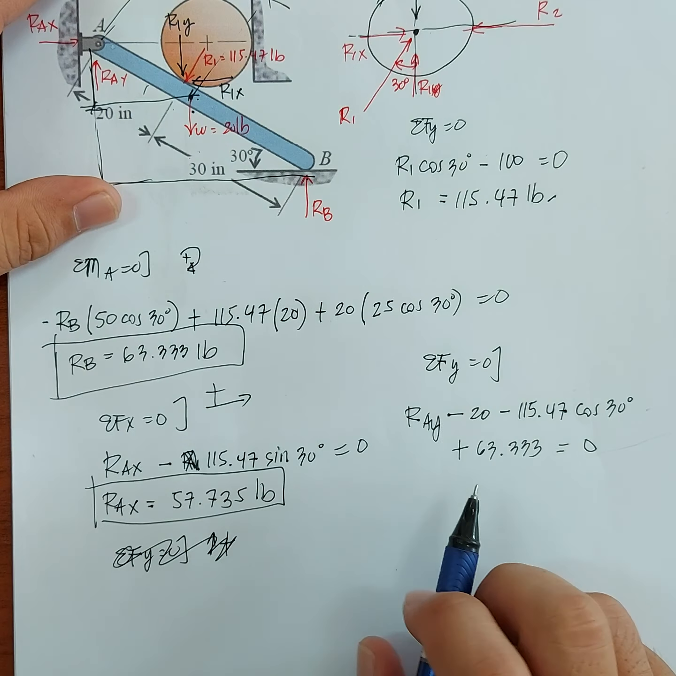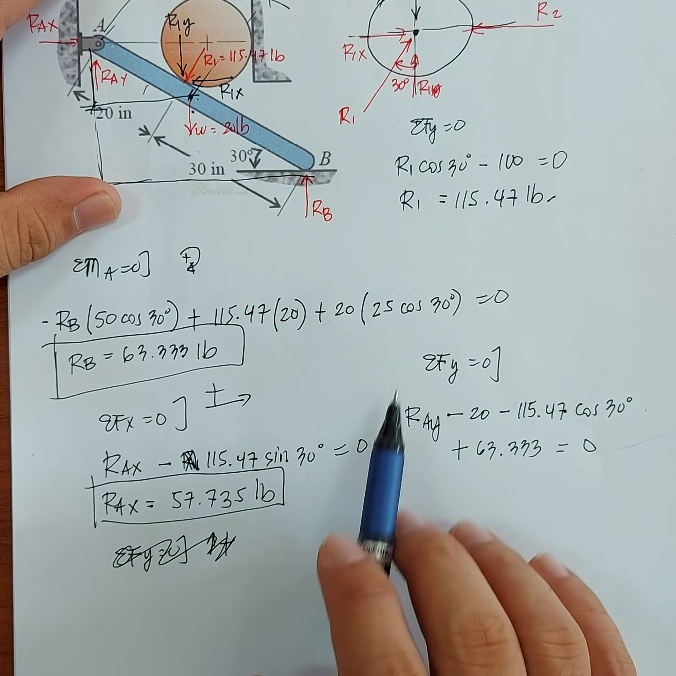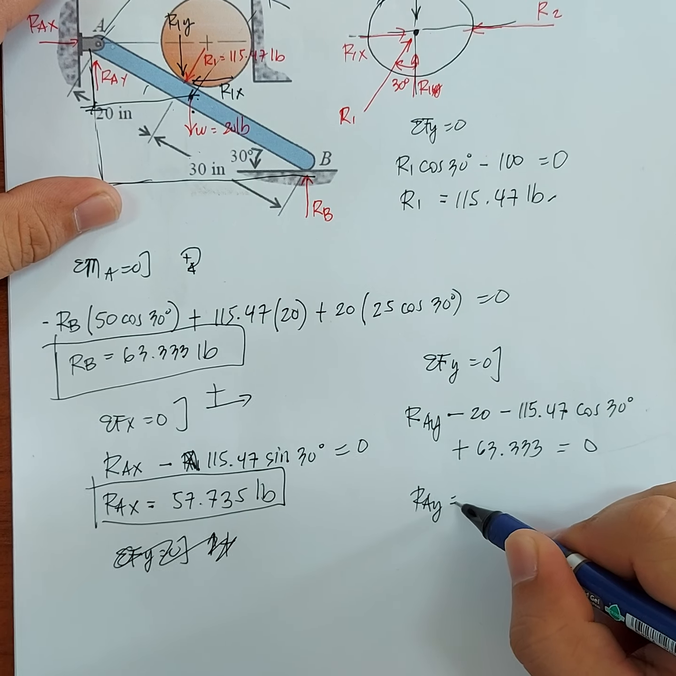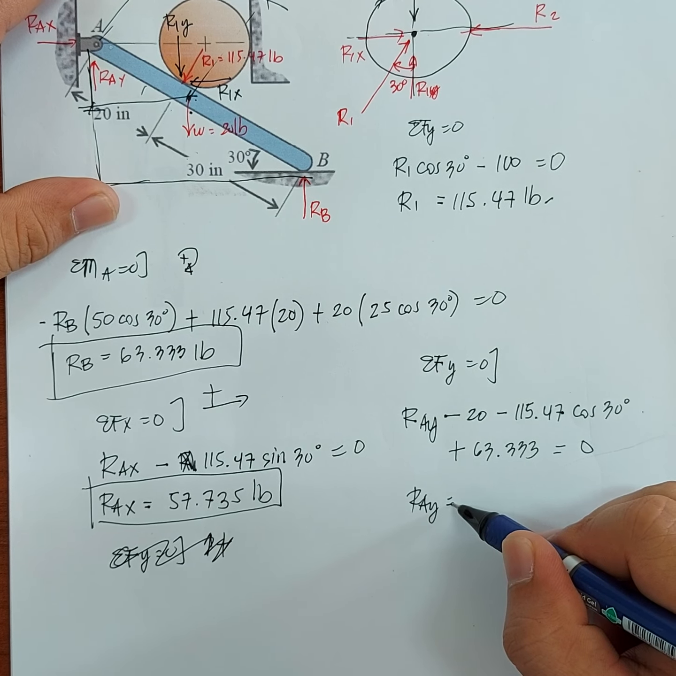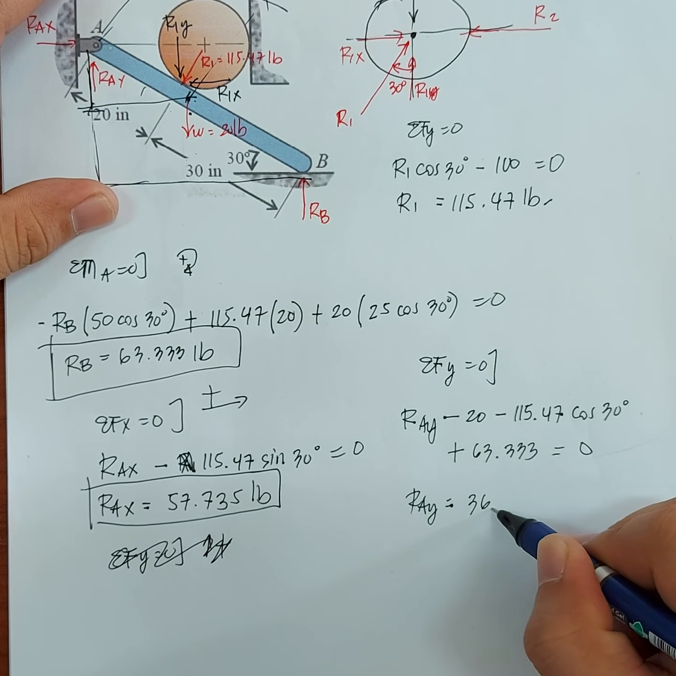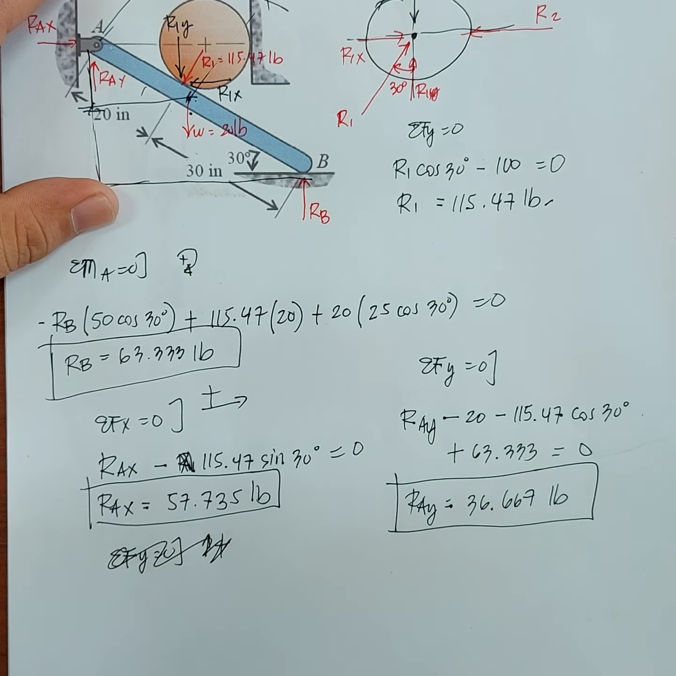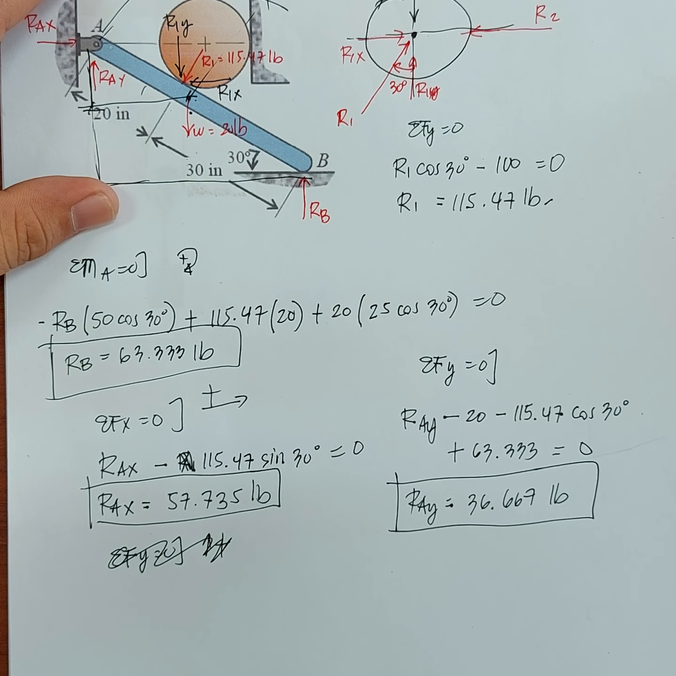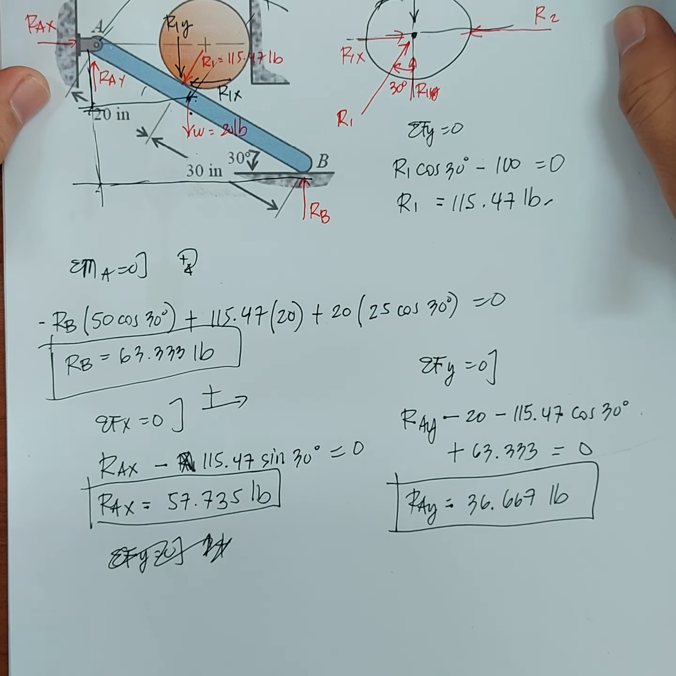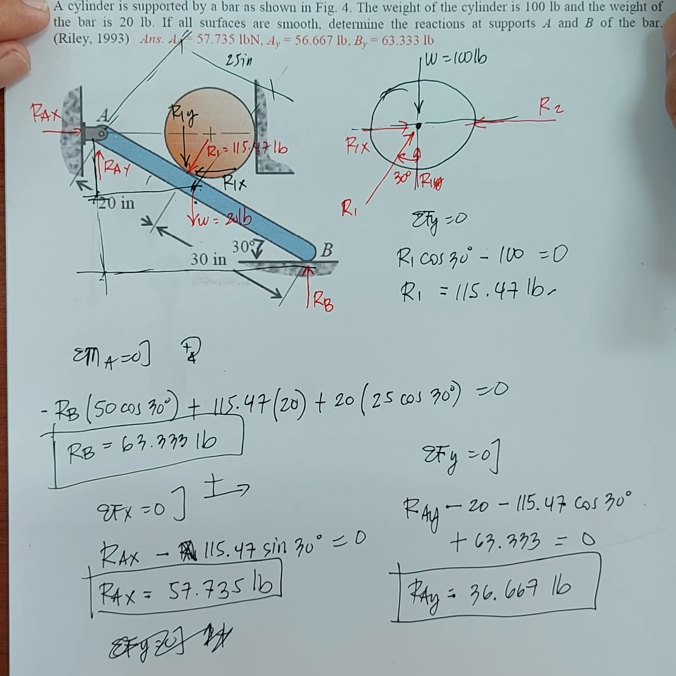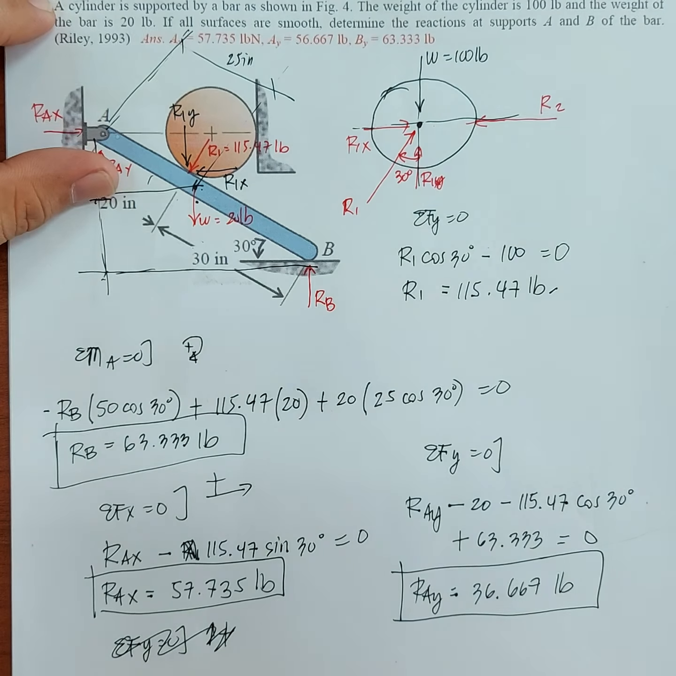Now we have RAY left in the unknown in the equation. So RAY is equal to 36.667 pounds. Okay, so that's it. That's how we solve this problem. Okay, so let's proceed to another example.